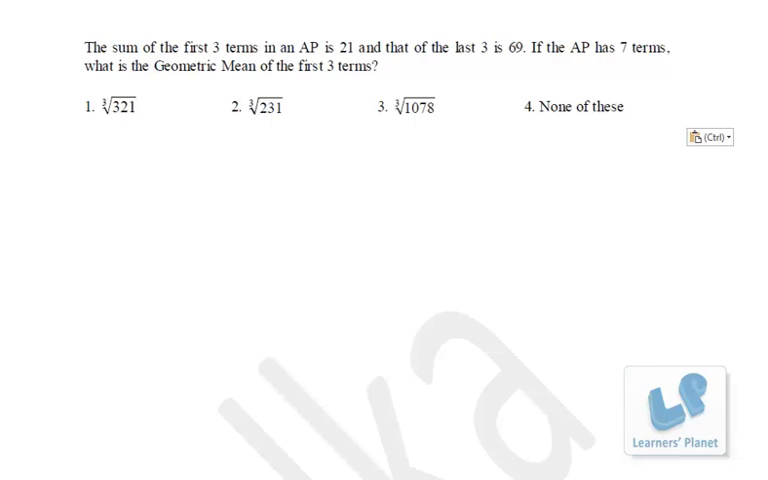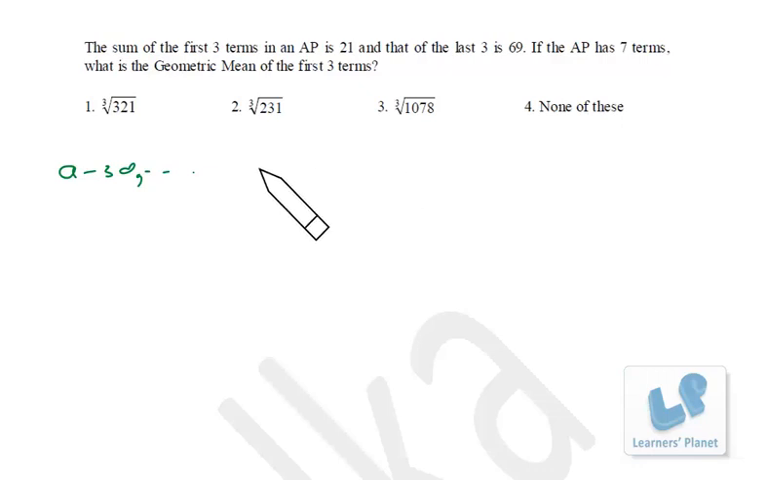The sum of first three terms in an AP is 21 and that of last three is 69. If the AP has 7 terms, what is the geometric mean of first three terms? Okay, so that's a simple question. First three terms, since there are 7 terms, what we can do is A minus 3D, A minus 2D.